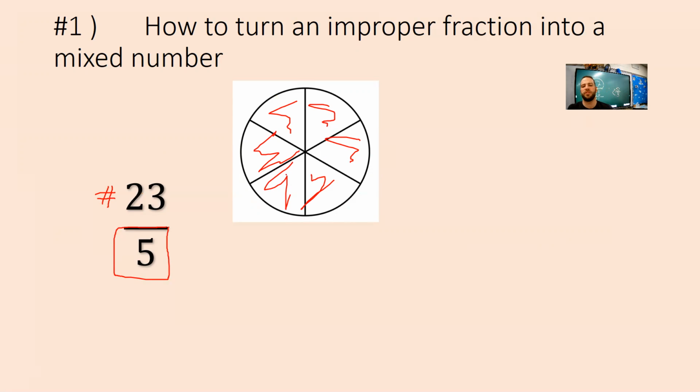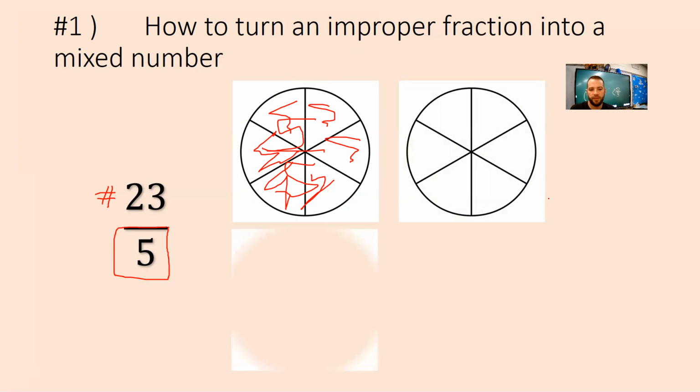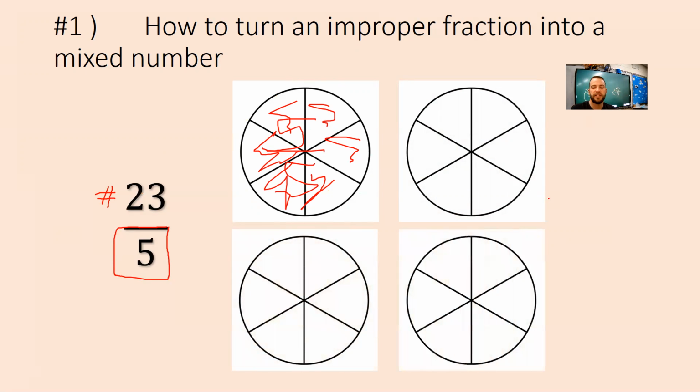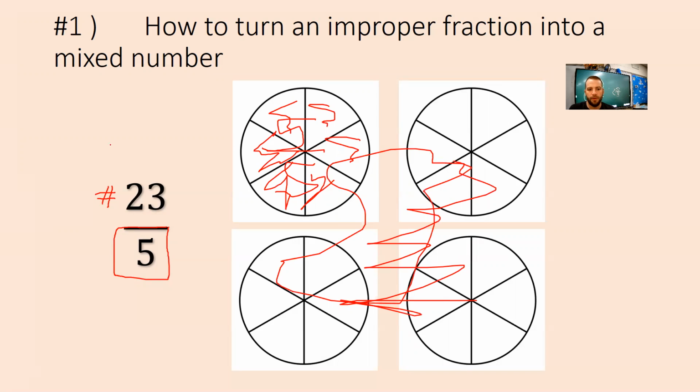What? 1, 2, 3, 4, 5. Those are not fifths, Mr. Stahl. You took pictures of sixths. You jack wagon. All right, let's pretend they're fifths. One whole would be 5/5, 10/5, 15/5, 20/5. So 4 wholes. Remember, we're pretending these are fifths. Man, I really messed that one up. 4 wholes would be 20/5. That would be 4 wholes.